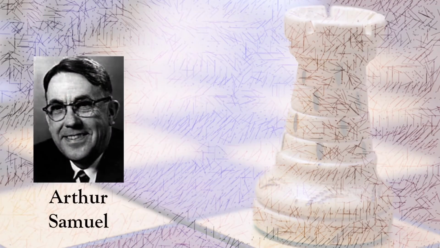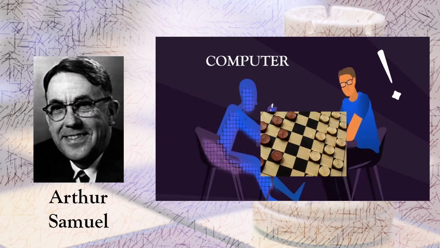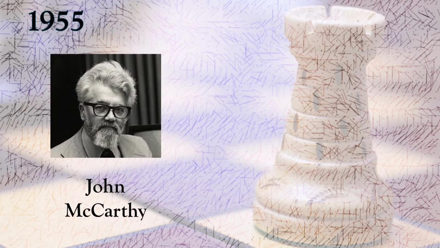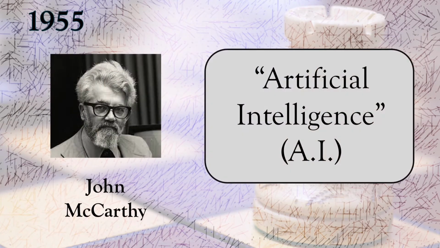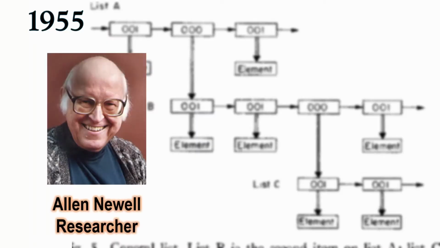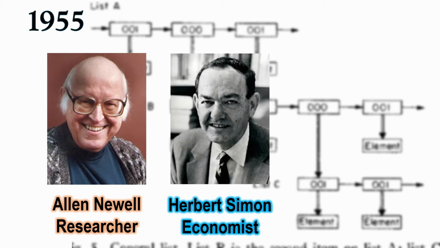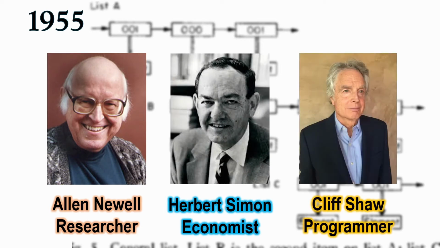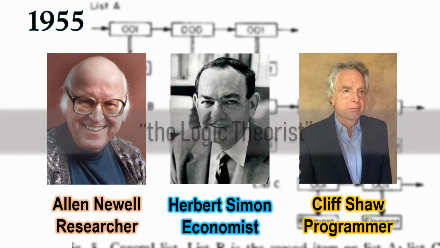Well, in 1952, a computer scientist, Arthur Samuel, created a checkers playing computer program, the first to learn how to play a game independently. 1955, the year of developing idea of artificial intelligence, John McCarthy and his team was credited with this term AI in 1956 when the workshop took place, while at the same time, Alan Newell as researcher, Herbert Simon as economist, and Cliff Shaw as programmer called after the first artificial intelligence computer program, the Logic Theorist.